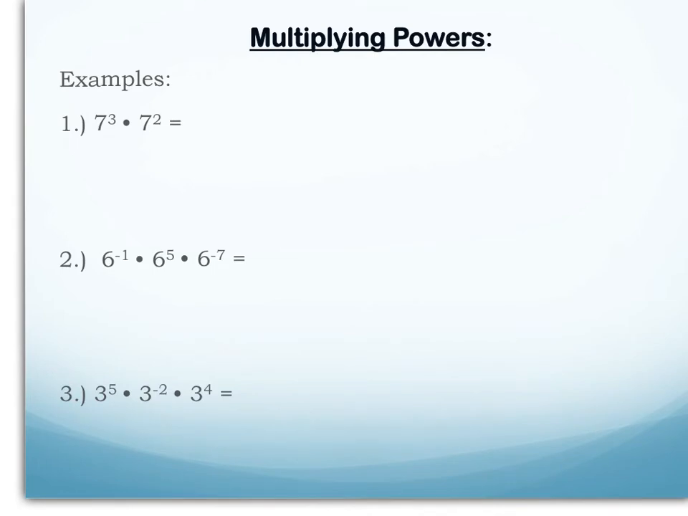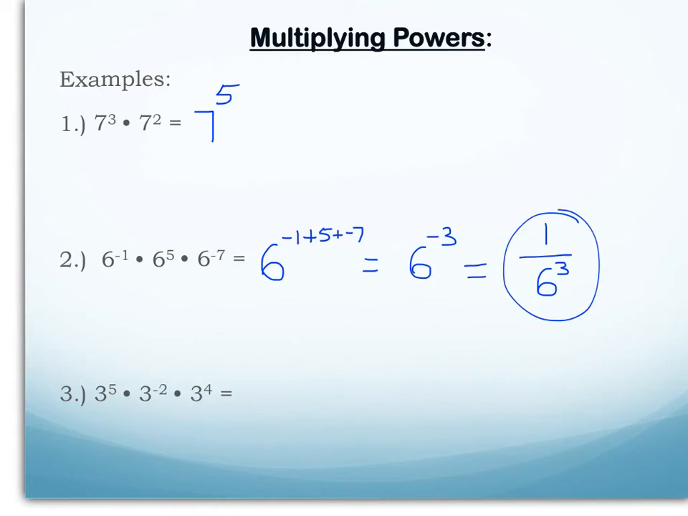All right, let's look at some examples of multiplying with powers. Number 1, 7 to the third times 7 to the second. Keep your base of 7, and then 3 plus 2 is 5. Number 2, 6 to the negative 1 times 6 to the fifth times 6 to the negative 7. Again, keep our base of 6 and add your exponents. So we have negative 1 plus 5 plus negative 7. We get 6 to the negative 3. But I cannot leave my answer like that, so I will rewrite it as 1 over 6 to the third.